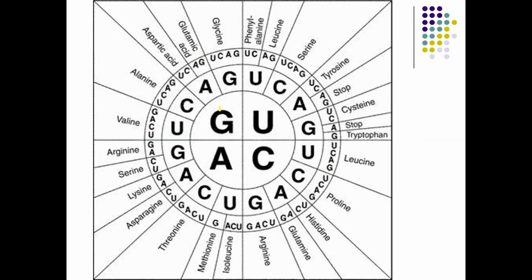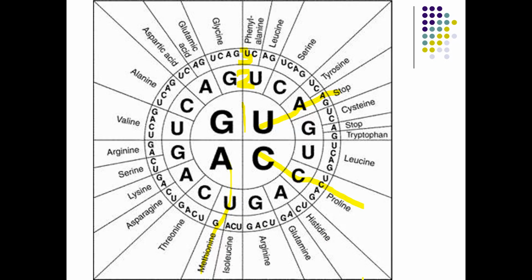Now the wheel is going to show us the same thing. The biggest circle on the inside is my first letter. The next is my second letter, and the outside ring represents my third letter. So to use the wheel, you just go inside out. Here's A, U, G, and there's my methionine. If I looked up UAA, there's my stop.